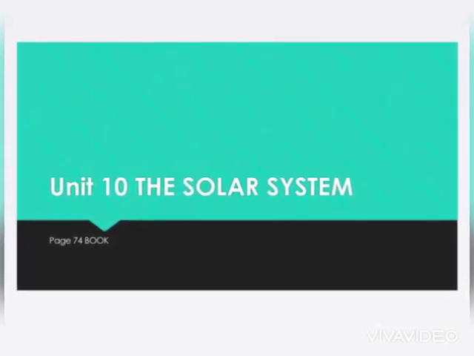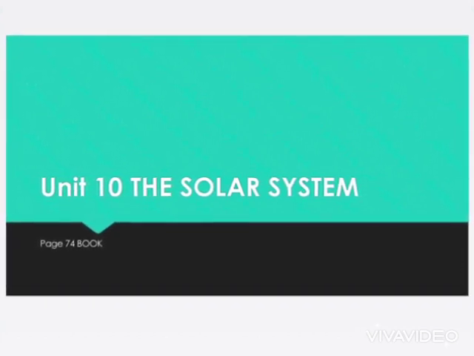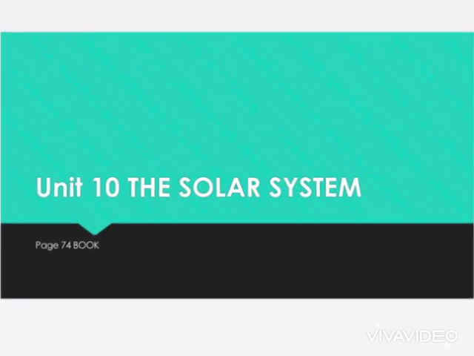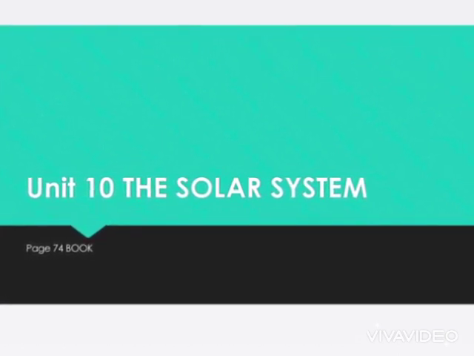The chapter that we have started is unit number 10, the solar system. Yesterday, we read about space, what it is. But today, we will read about nebula, from your book, page number 74.